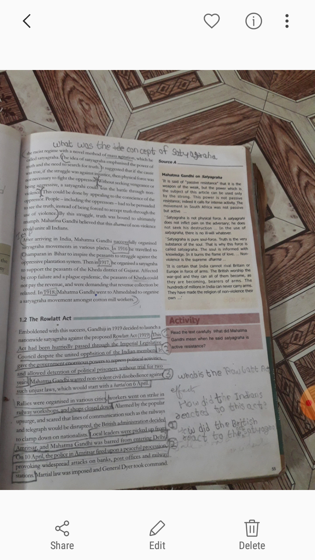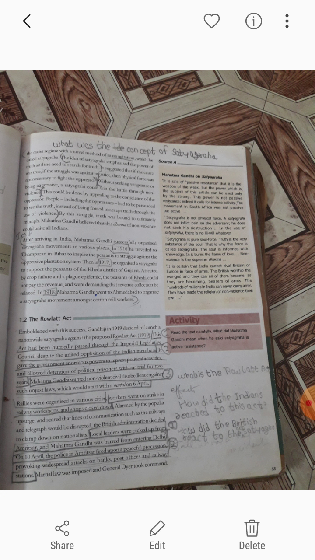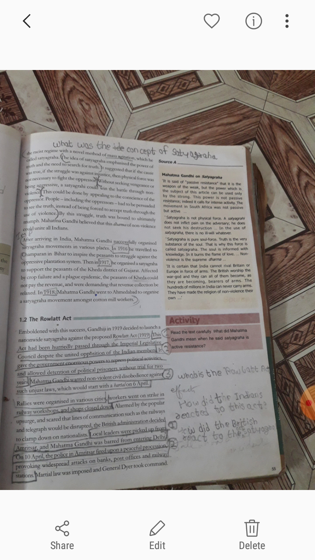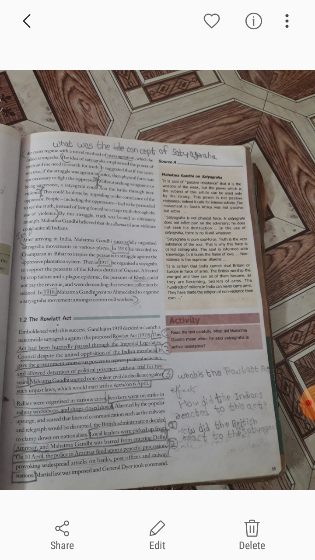Clear? Now, next one is the Rowlatt Act. Now, what is the Rowlatt Act? What was written in the Rowlatt Act? Now, Gandhiji in 1919, he decided to launch a nationwide satyagraha. Against whom? Against the Rowlatt Act 1919. Okay. And this act had been hurried, very fast, it was passed through the Imperial Legislative Council.